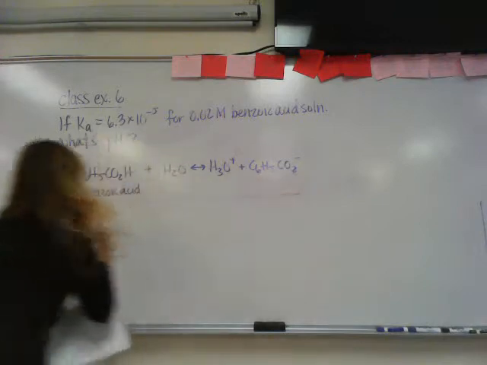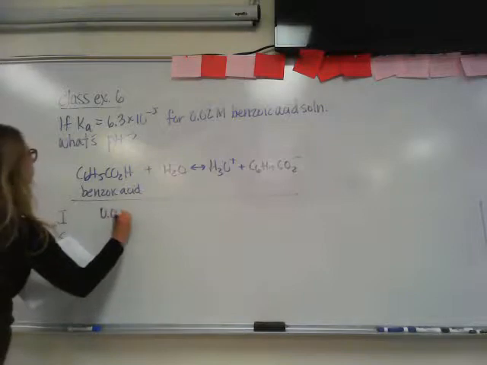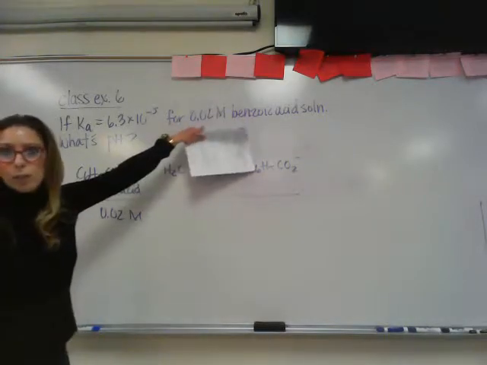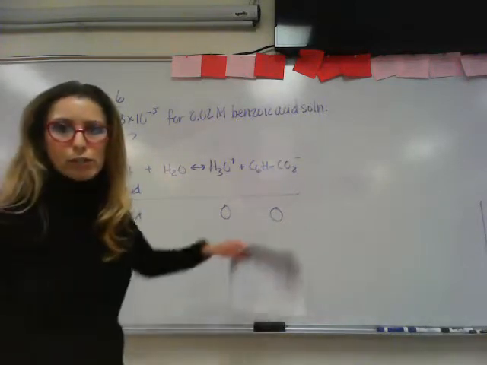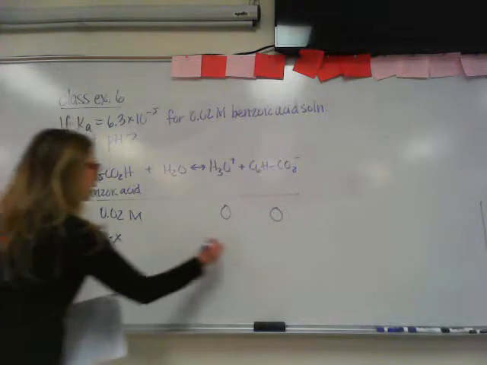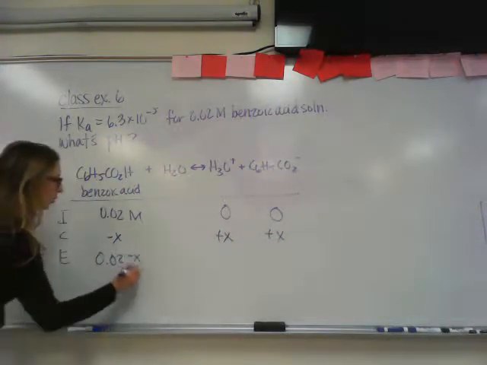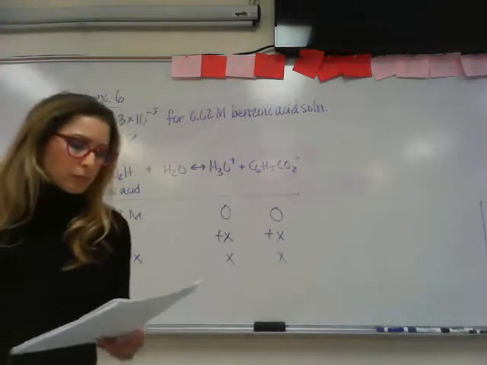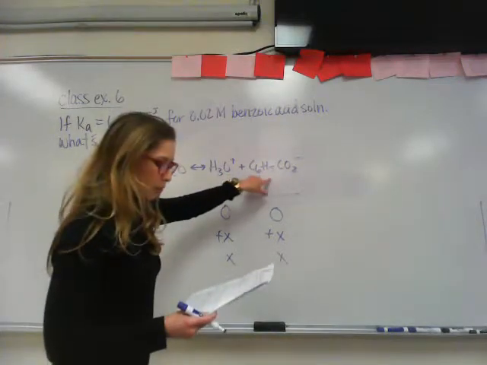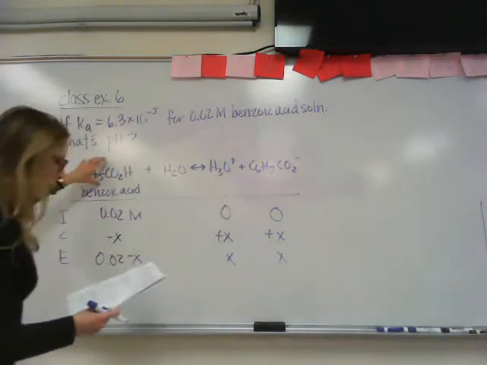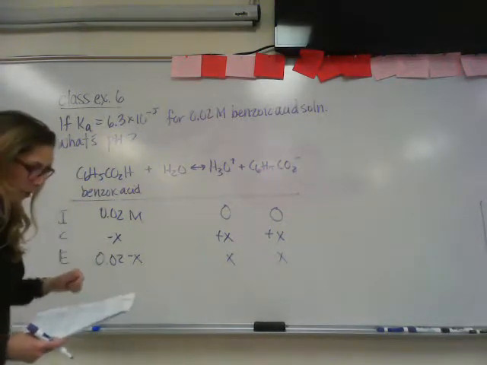So what you're going to do here is you have your ice table. Your initial concentration is going to be 0.02 molarity, which is given in the problem. You don't have any concentration of H3O plus or C6H5CO2 negative 1 initially. And then this is minus X, plus X, plus X to get us to equilibrium. So 0.02 minus X, X, and X are your equilibrium concentrations. So this concentration equals this concentration at equilibrium. This concentration is going to be the initial acid concentration minus X, okay?